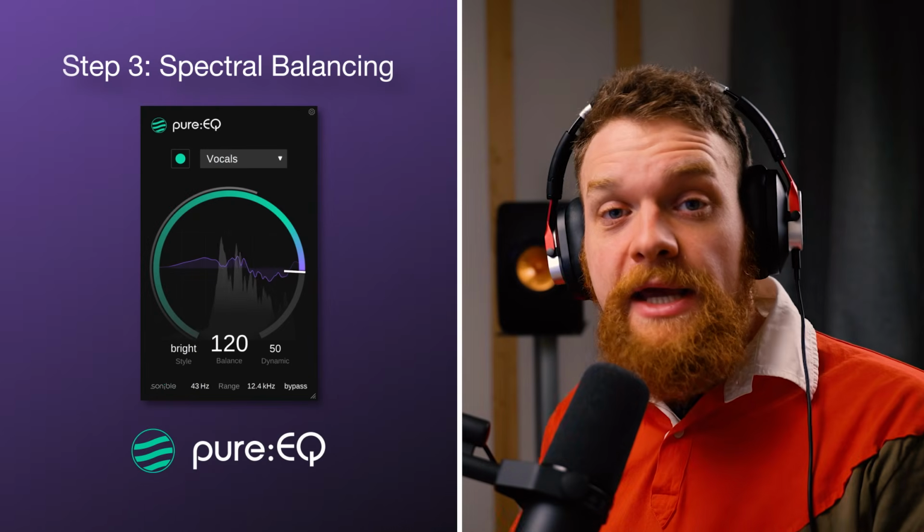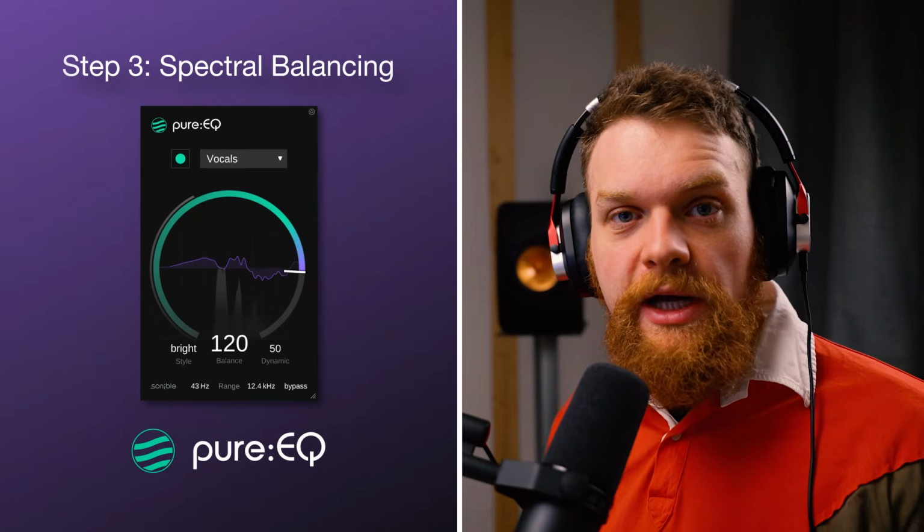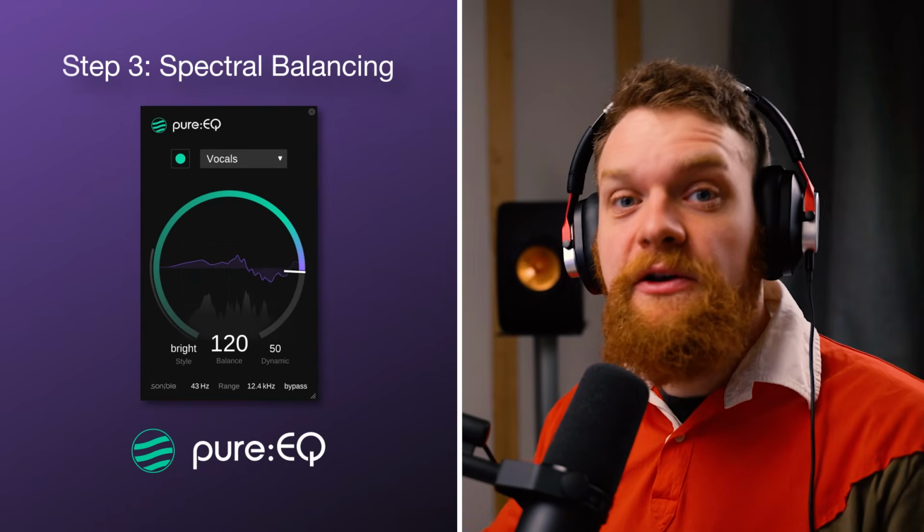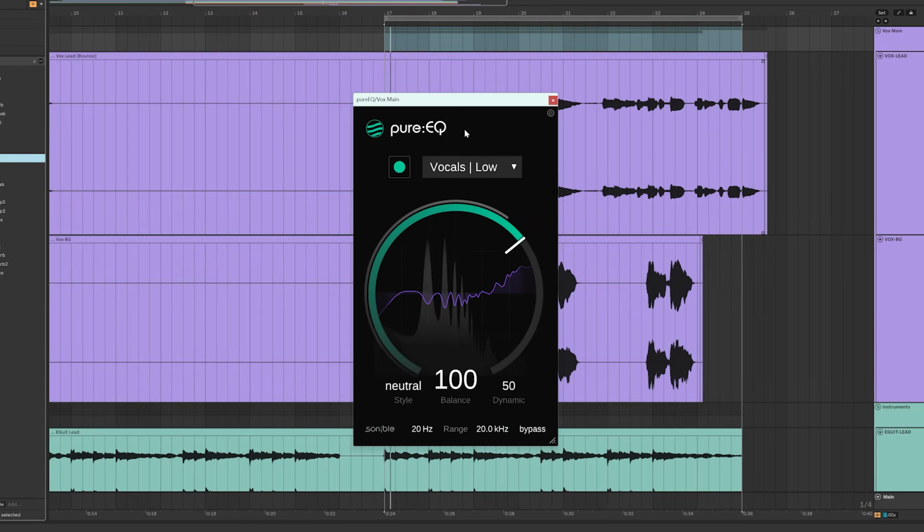We've already done some basic balancing to our instrument group by just sliding around the faders, but now we're going to move on and look at the spectral balance of our song. I'm going to use Pure EQ for that. And Pure EQ is an intelligent equalizer that is going to set itself up to automatically create this nice spectral balance for whatever content you're working on.